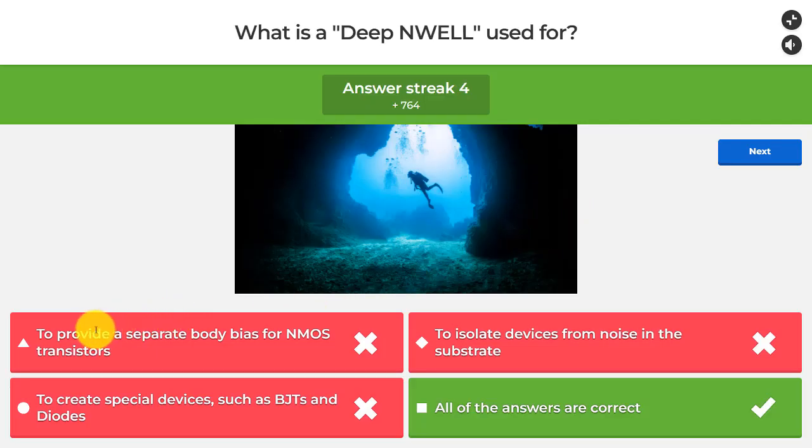So going back over here, again, the deep N well is used to provide a separate body bias for NMOS transistors, so that's one thing we can do. The second thing is we can isolate devices from noise in the substrate. We can also do other things that we don't really discuss in this course, like creating special devices such as bipolar junction transistors and diodes, also using a deep N well layer. Again, we're able to make these PN junctions, which are often needed.